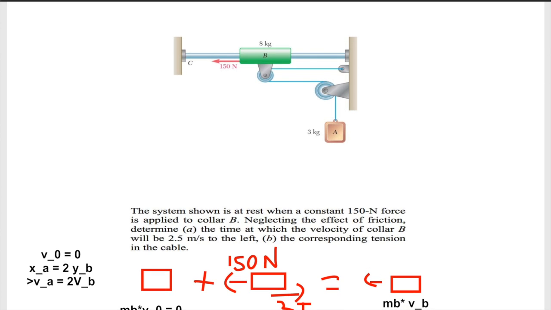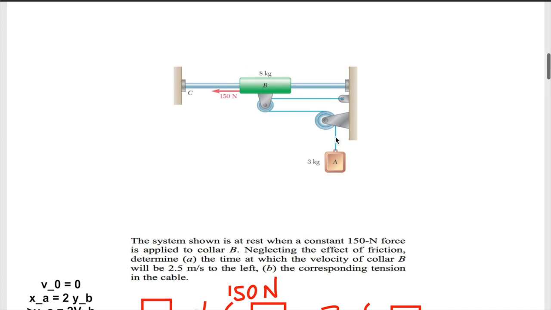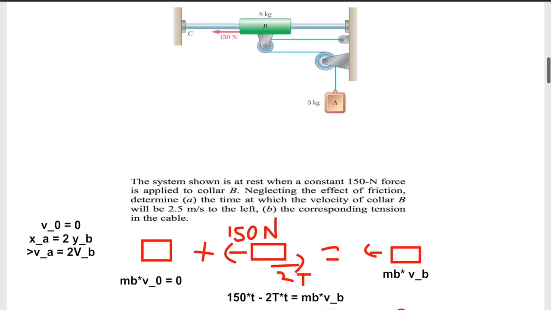Okay, question 9. We have the system at rest. Then we have a 150 Newton force applied to collar B, and we're asked to find the time in which the velocity of collar B will reach 2.5 meters per second towards the left. From inspection, we see that this distance x_A is equivalent to 2 y_B. So using that, we integrate it and find that the velocity of A equals 2 times the velocity of B.